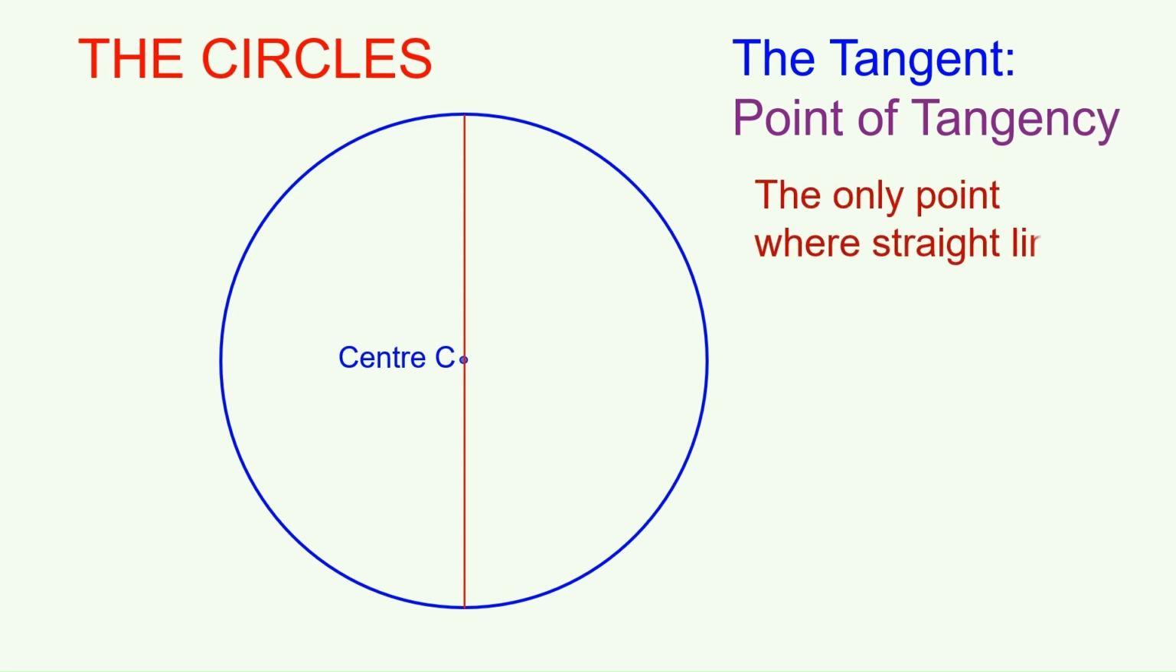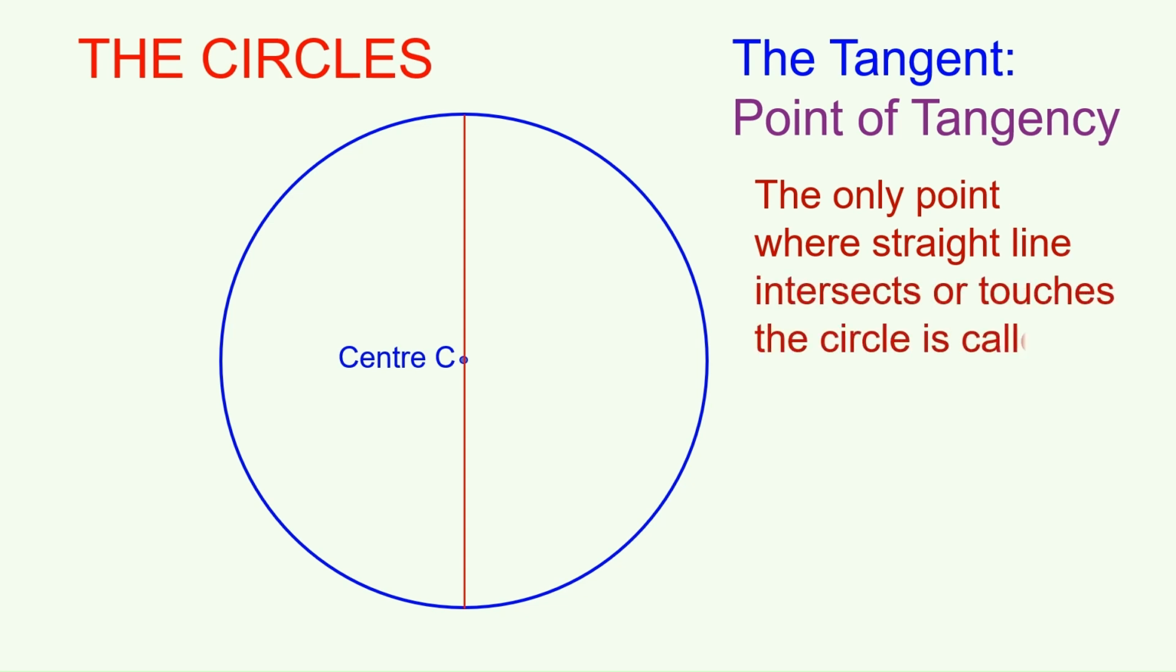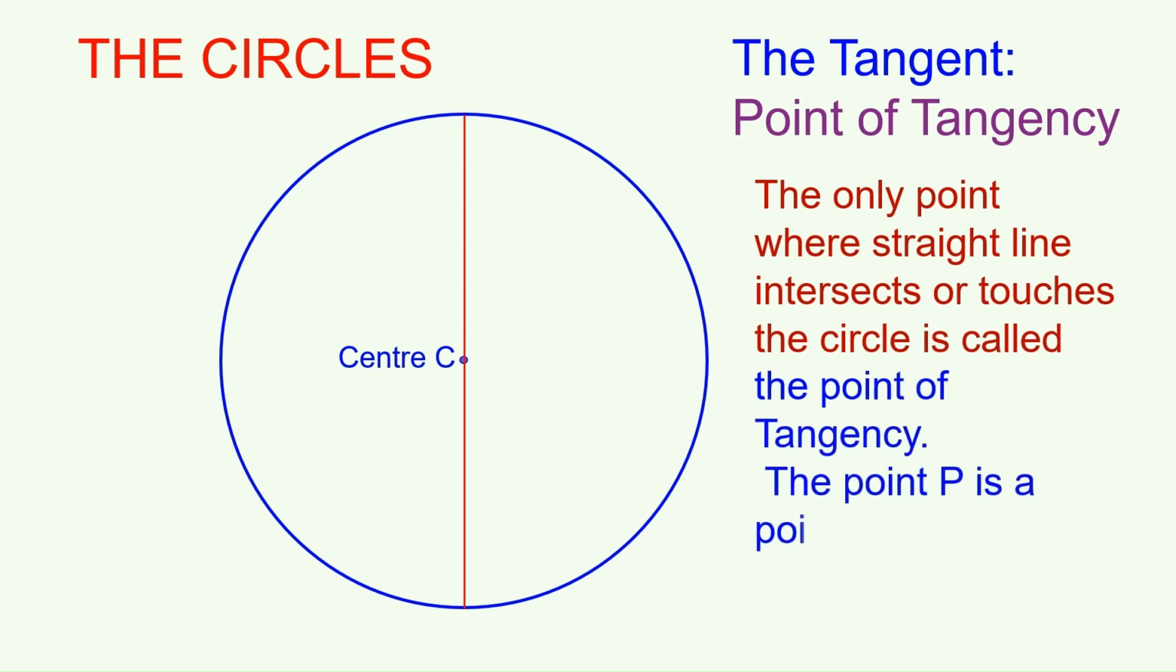The tangent and the point of tangency, the only point where straight line intersects or touches the circle, is called the point of tangency. The point P is a point of tangency.